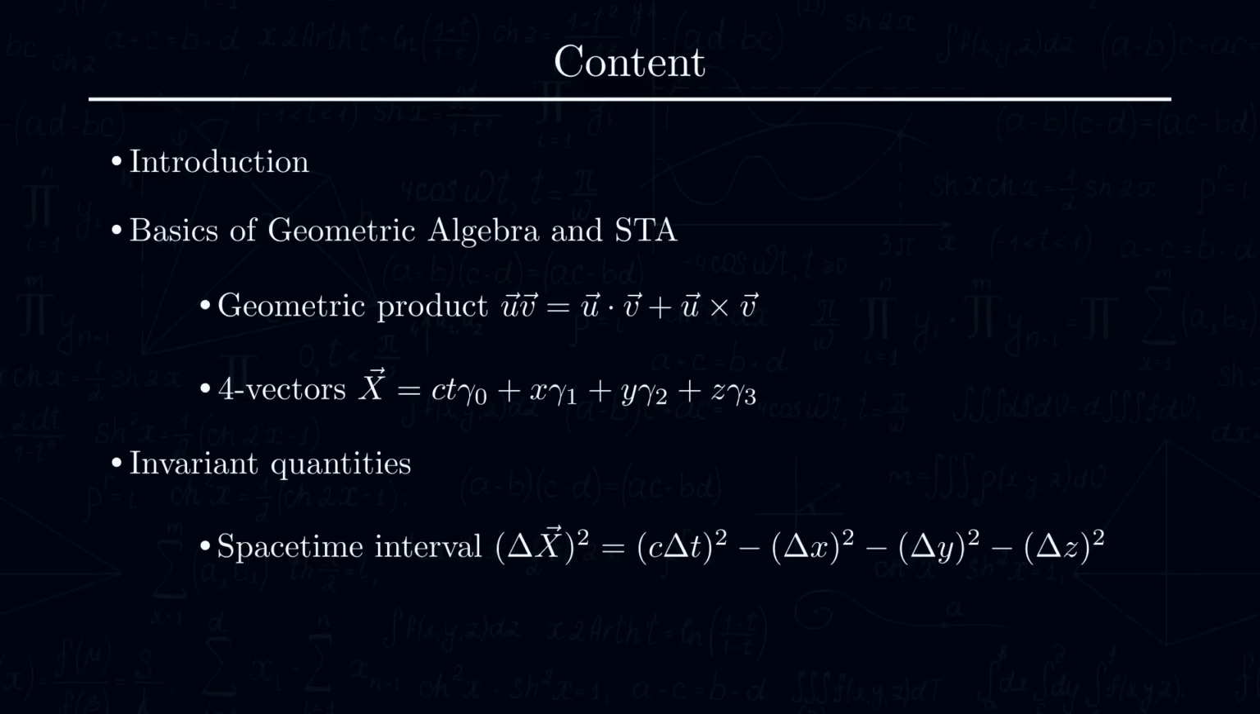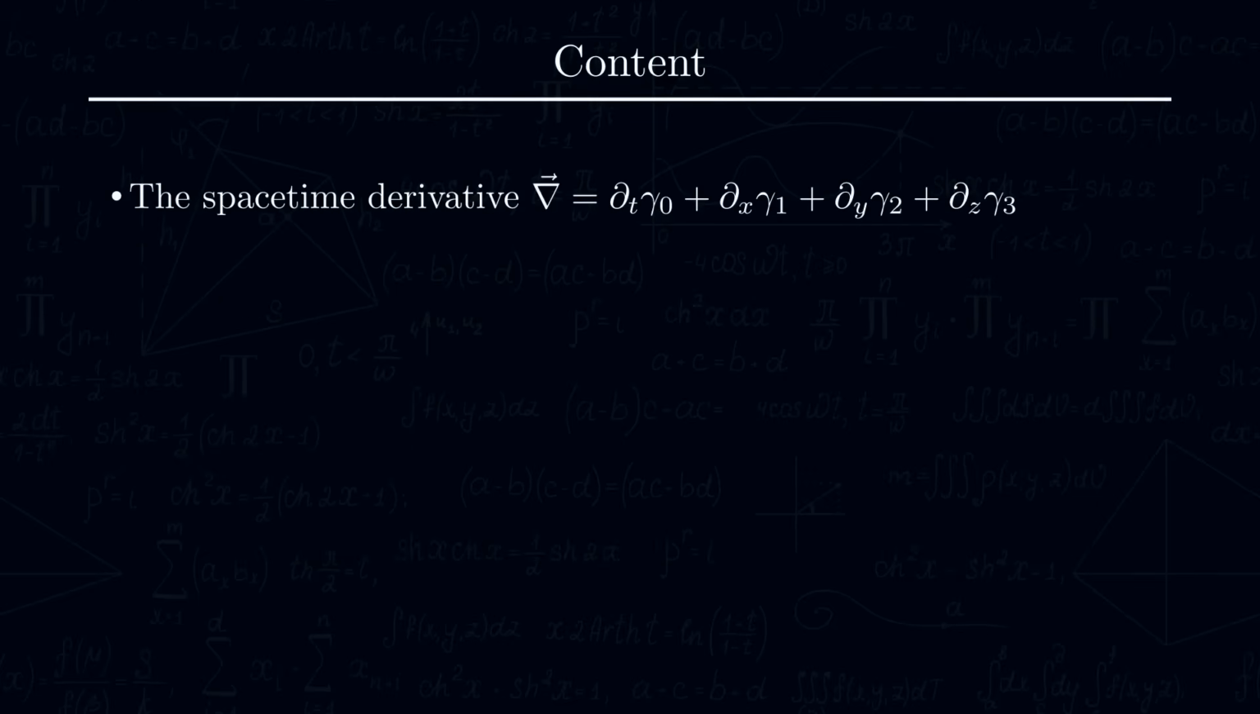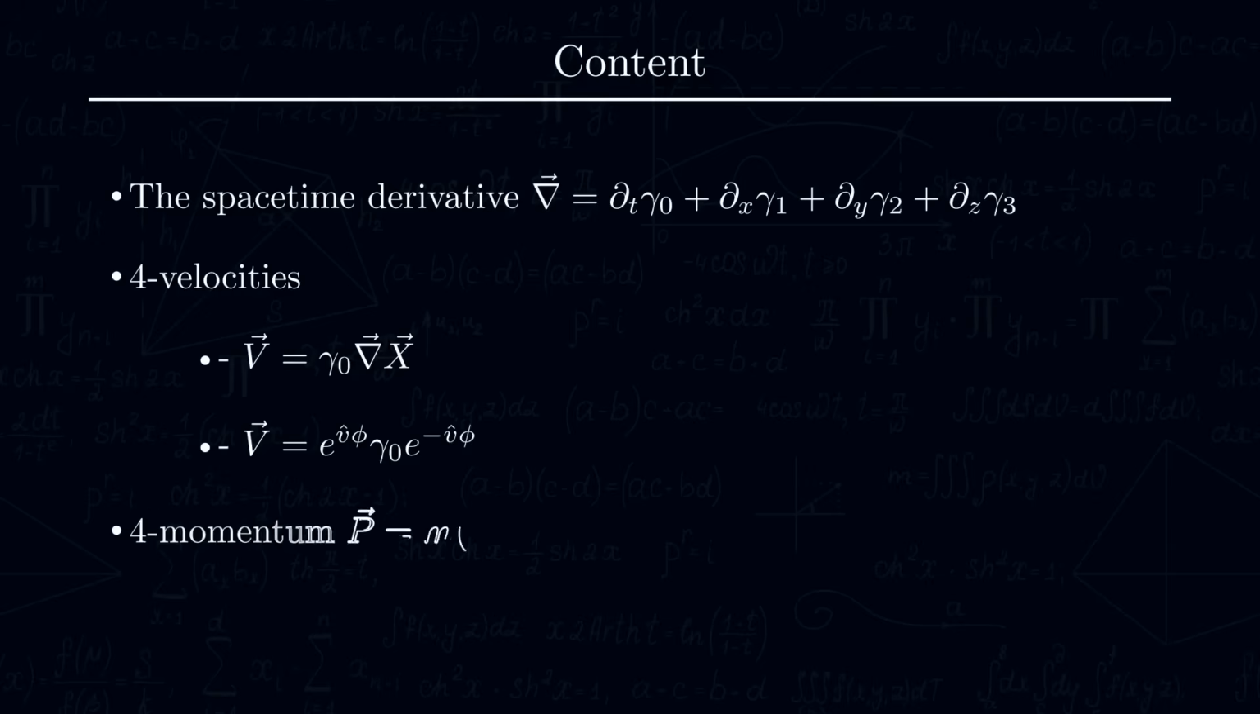In the next video, we'll take the next big step, introducing derivatives in space-time. That's where things really start to move, literally. We'll see how four vectors evolve, how we define velocity in this framework, and how momentum and energy emerge from the math naturally. Not just as real quantities, but complex.